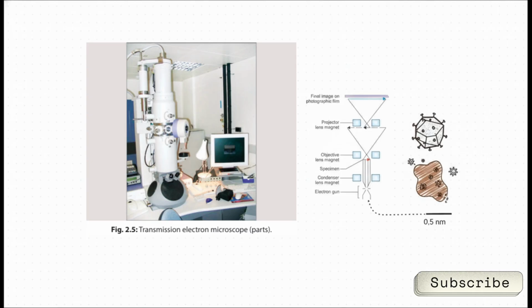Instead of a basic light bulb, it uses an actual electron gun. Instead of glass lenses, it uses powerful electromagnets to focus the beam. And all of this has to happen inside a high vacuum. Because electrons have incredibly short wavelengths, the TEM achieves an astonishing resolution of 0.5 nanometers. This is exactly what you need to detect viruses directly from clinical specimens, like identifying rotavirus in a stool sample.